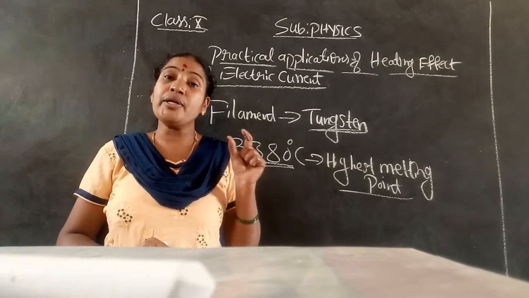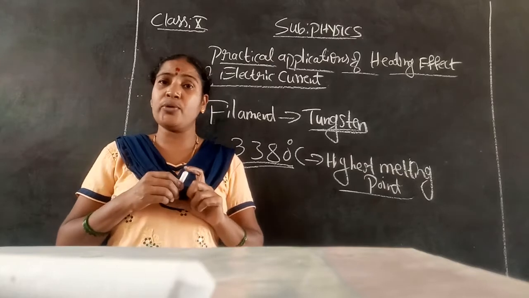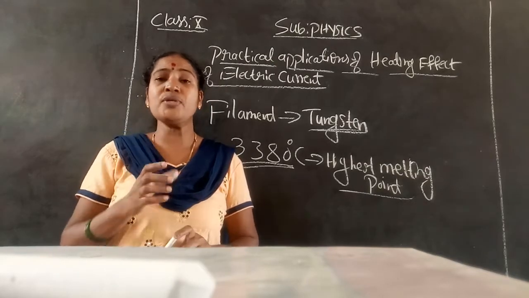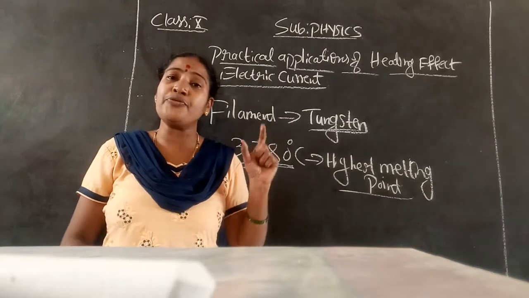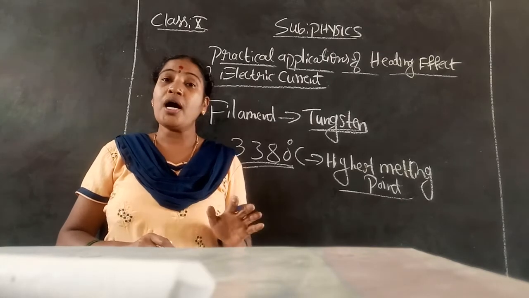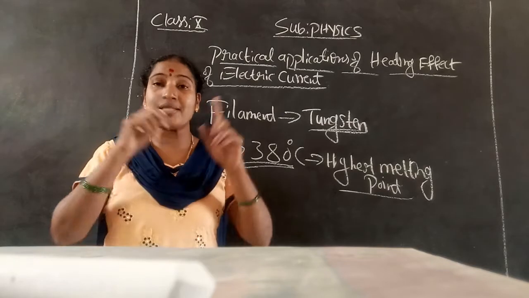Then they are going to fix the fuse next to the electric meter. For what purpose are they going to fix the fuse? What is the main use of the fuse? A fuse is a device we fix in an electrical circuit to protect against a large amount of electric current flowing through the circuit.